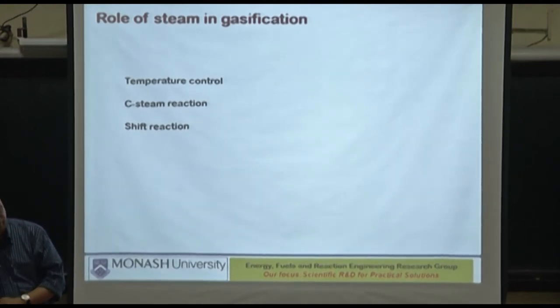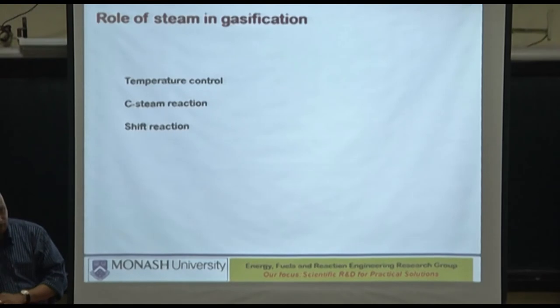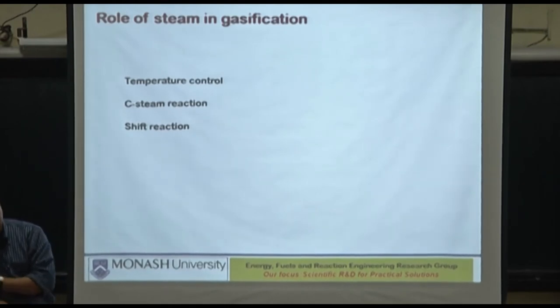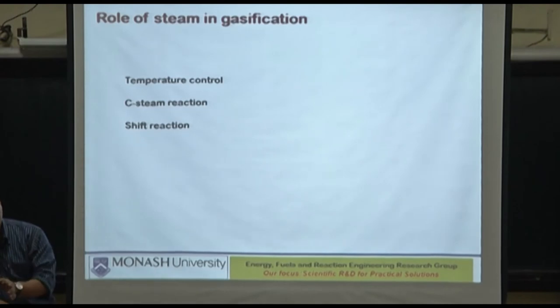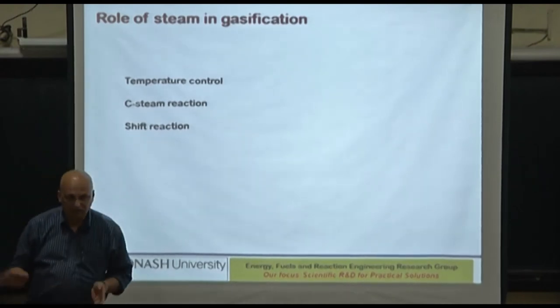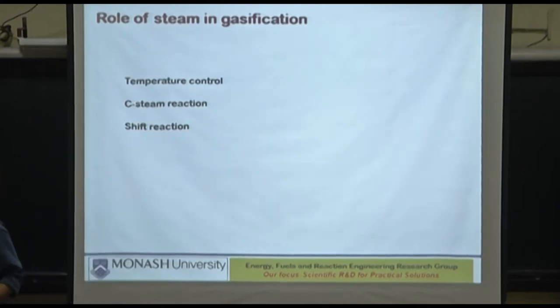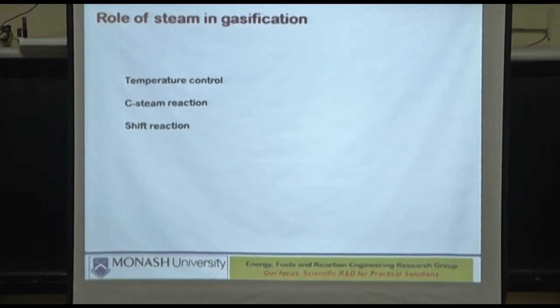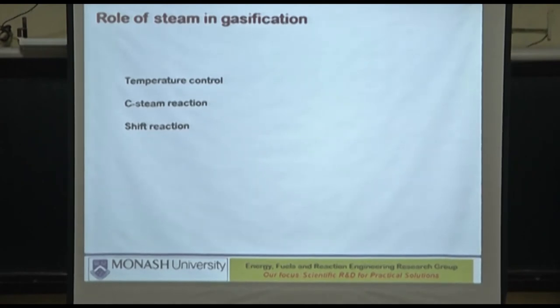Temperature control is a massively important issue. I tell you why. So I have a gasifier, and downstream of it I have a chemical synthesis rig, which requires carbon monoxide and hydrogen at a particular ratio all the time. Otherwise, in chemical synthesis, you will not get what you want, okay?